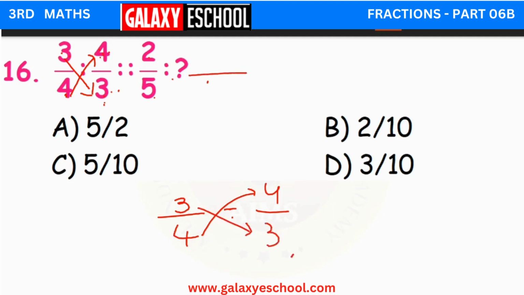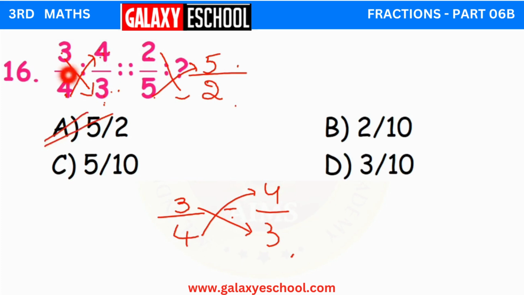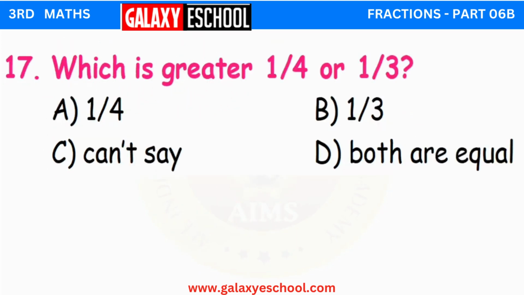So in the same way, what will 2 by 5 become? 5 comes on top, 2 comes below. So 5 by 2 is our new fraction. And which is the correct option? Option A, 5 by 2. Understood, children? You have to understand the relation between these fractions and apply the same to this set of fractions.